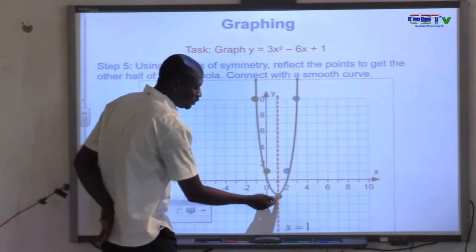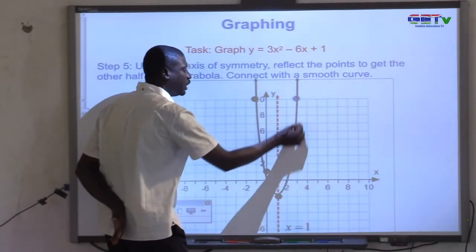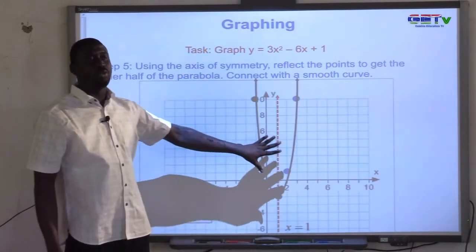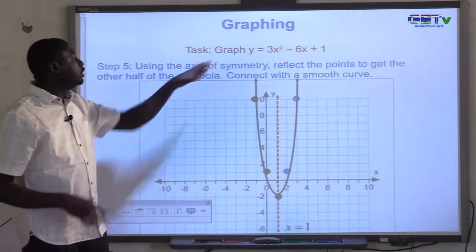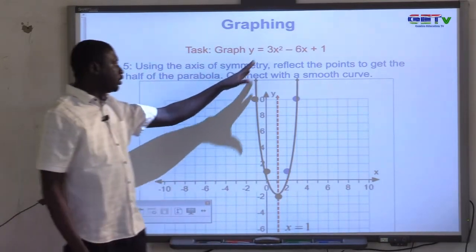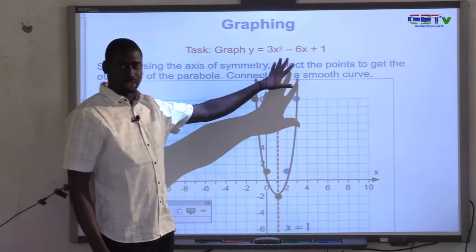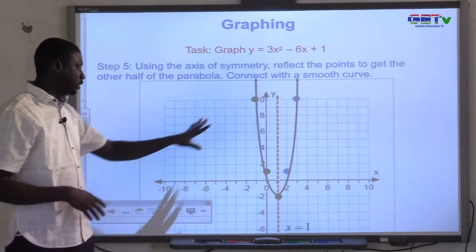That is, from here, you use a pencil, you draw, connect to this point, and then to that side of the equation. Then if you do that, you will get the parabola that we are looking for. This is the graph of the function y equals 3x squared minus 6x plus 1. This is the way we connect the graph, and we get this.